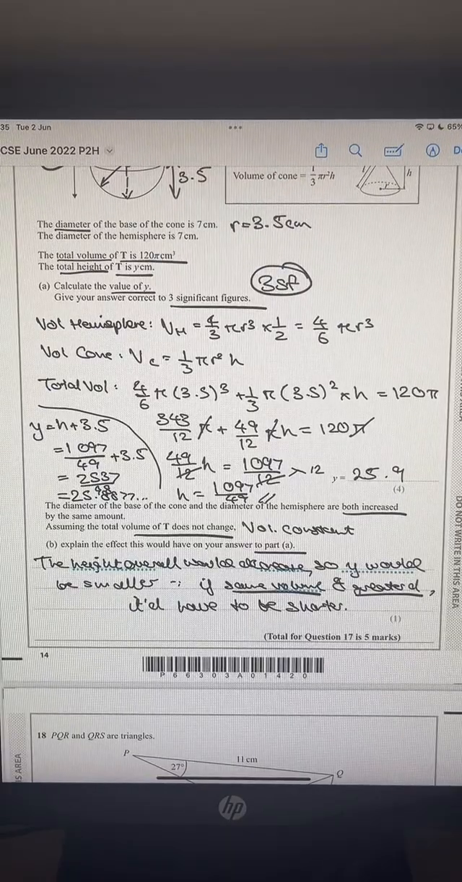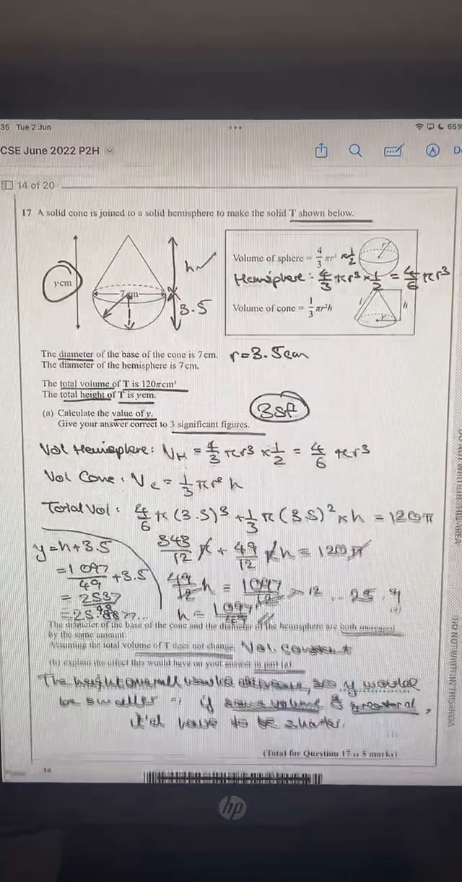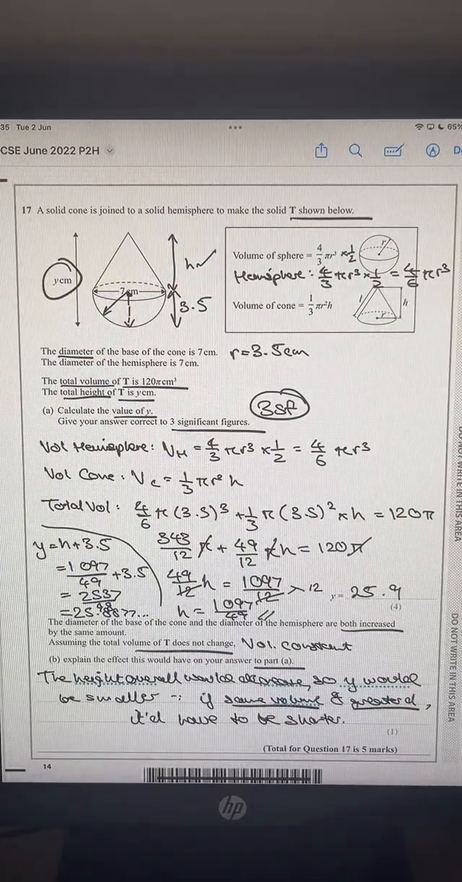Exactly, it would decrease, Izzy. Correct. Awesome. So nice little 1 marker at the end of a 4 marker for a total of 5 marks for question 17. It looks really obnoxious. I'm just looking at my screen and all the writing I've done, but trust me, it's not as bad as it looks.